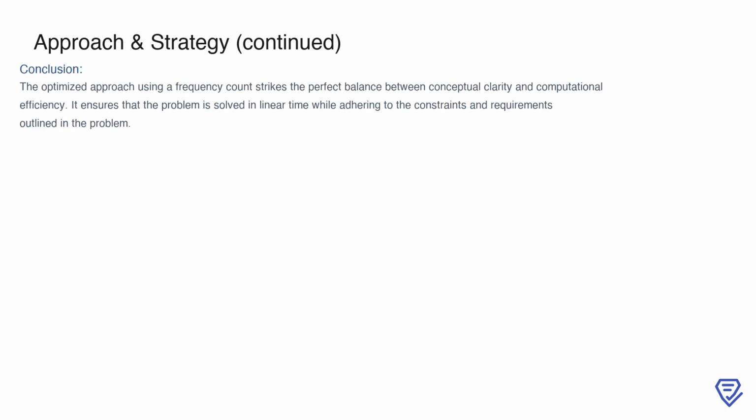In conclusion, the optimized approach using a frequency count not only adheres to the problem's constraints but also ensures computational efficiency. By reducing the time complexity to O(n) and requiring minimal space, this method handles the problem elegantly while maintaining clarity in implementation. It avoids unnecessary computations and directly leverages the fixed range of characters, making it well-suited for both competitive programming and real-world scenarios. Ultimately, this approach combines the best of both worlds, simplicity in concept and efficiency in execution, providing a robust solution to the increasing-decreasing string problem.